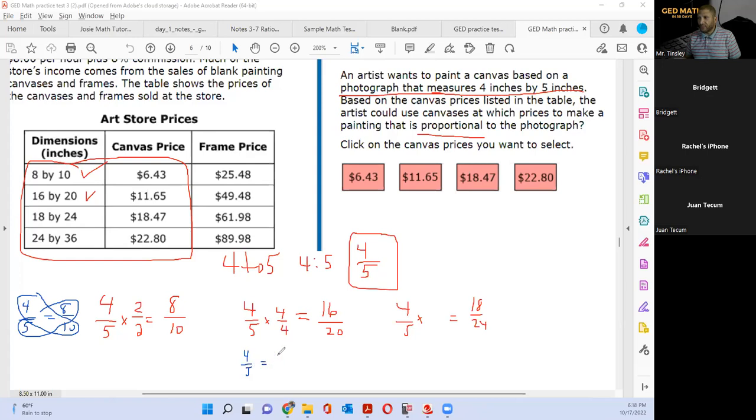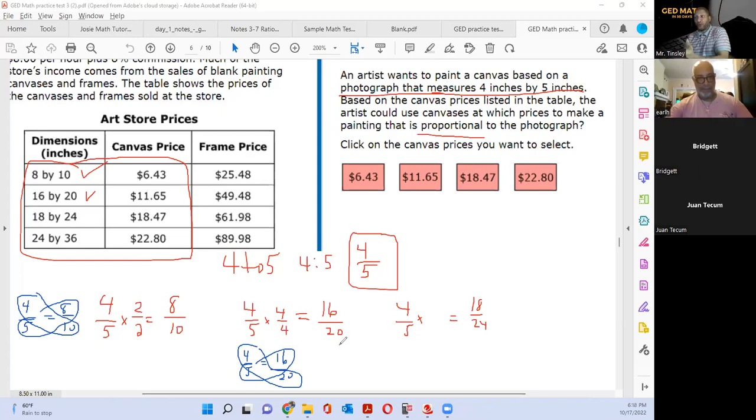Let's look at this one. 4/5, 16 over 20. What's 4 times 20? 80. And what's 5 times 16? I don't know why I said that. 5 times 16 is 80. So they're proportional. So even though we couldn't use equivalent fractions here, we could cross multiply.